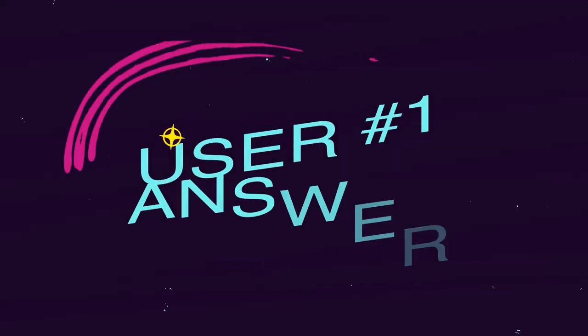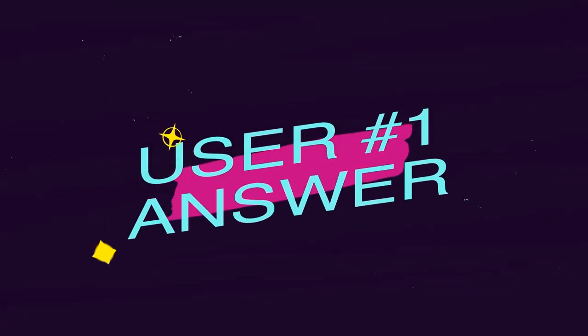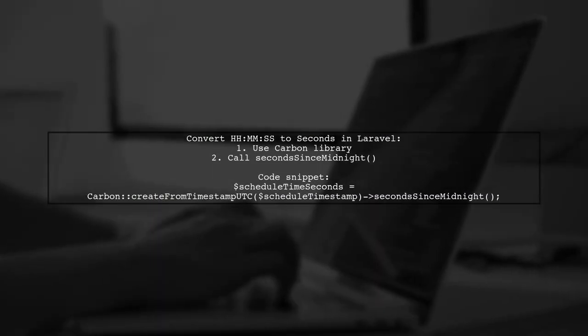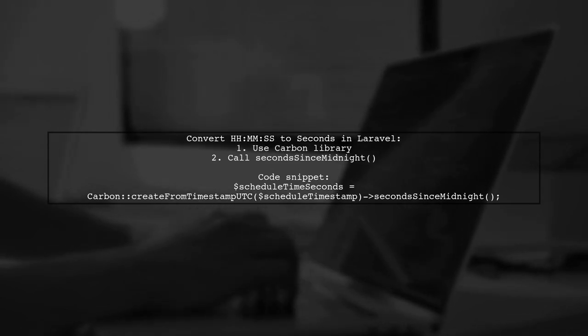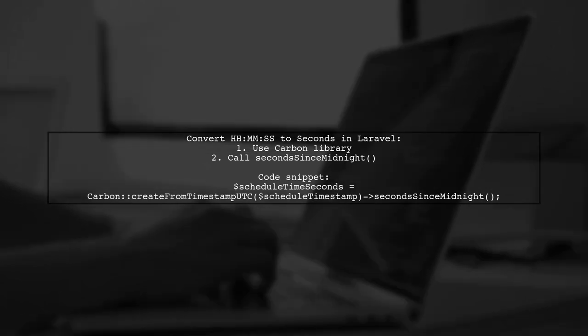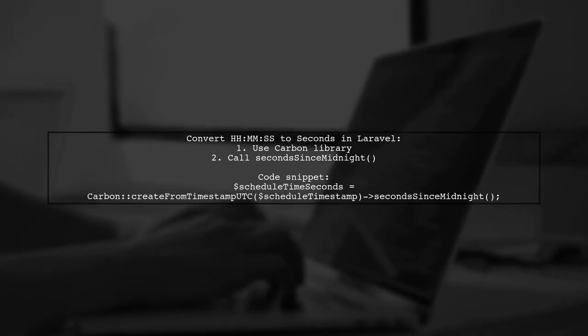Let's now look at a user-suggested answer. To convert time in HHMMSS format into seconds in Laravel, you can use the Carbon library. Simply call the seconds since midnight method.